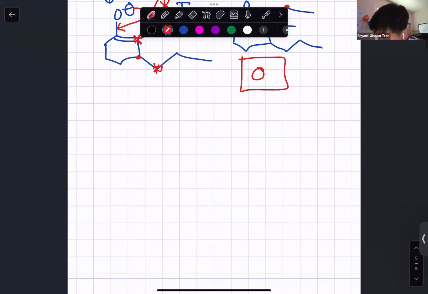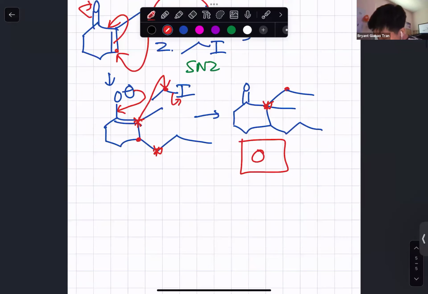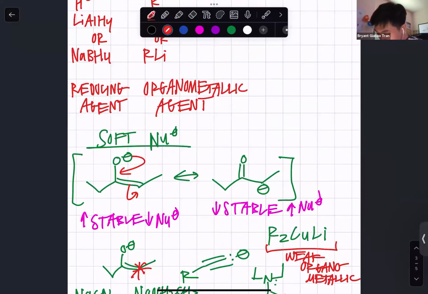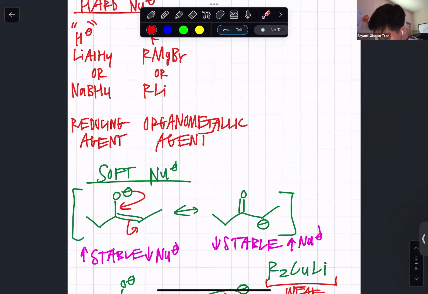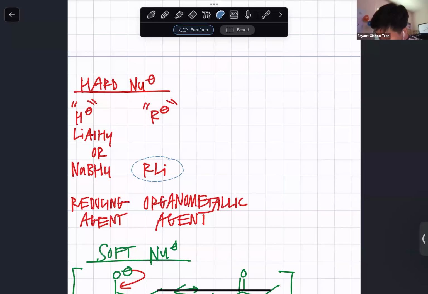Okay, she's saying that there is a difference between RLi and RMgBr then. If she's saying there's a difference between them, I'm guessing that if you have an RMgBr, it could attack both the carbonyl carbon and the beta carbon, right? So the hard nucleophile for Levin's class, according to her, is going to be an RLi, just an RLi. The RMgBr would not be considered a hard nucleophile. That would only attack the carbonyl carbon.